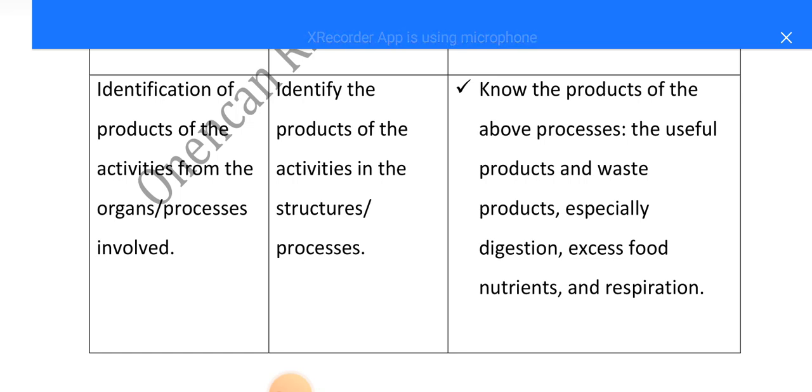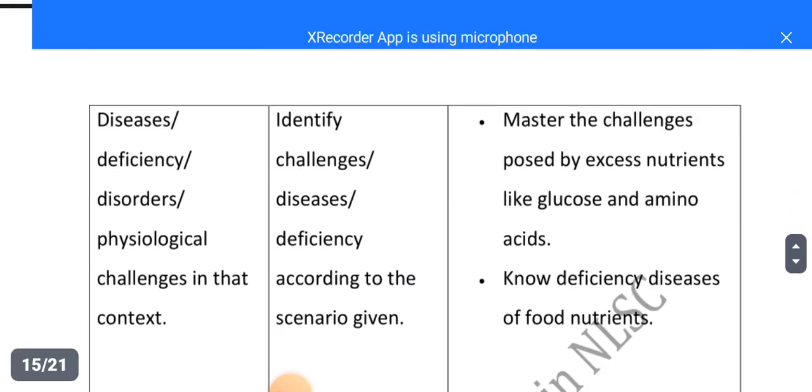Then from there, you can also look at the identification of products of the activities from organs or processes involved. Now, identify the products of the activities in the structures or processes. Then you know the products of the above process, the useful products and the waste products, especially those of digestion and excess food nutrients and the respiration. From there, you can continue.